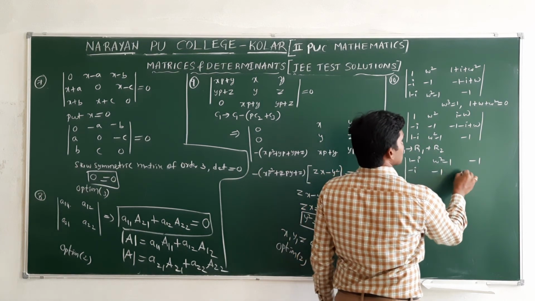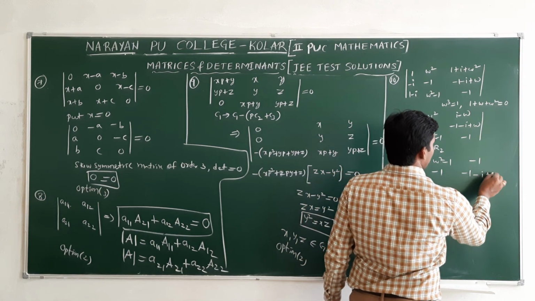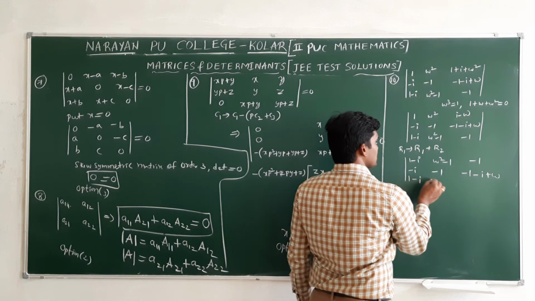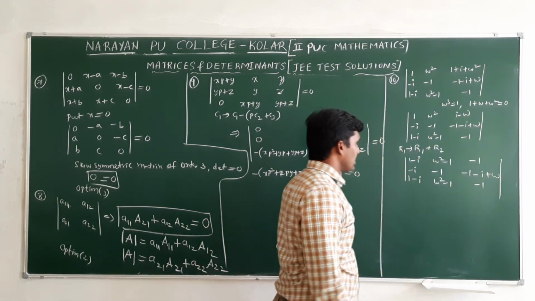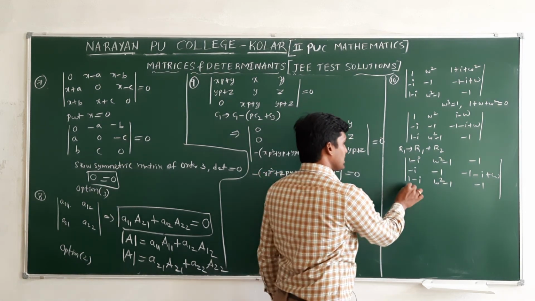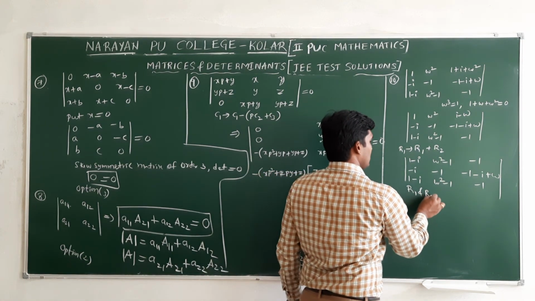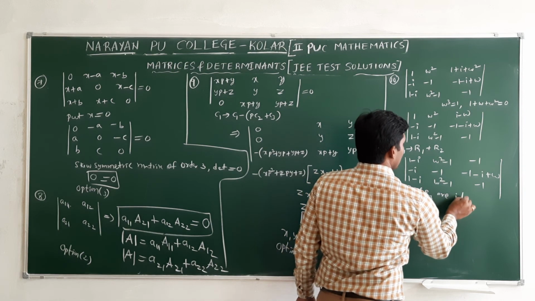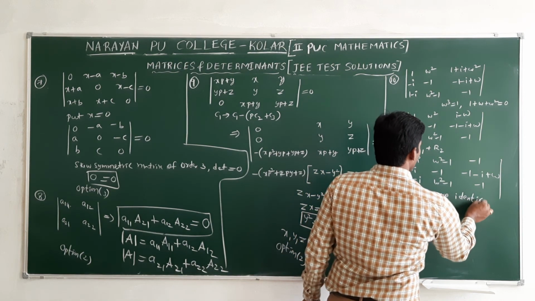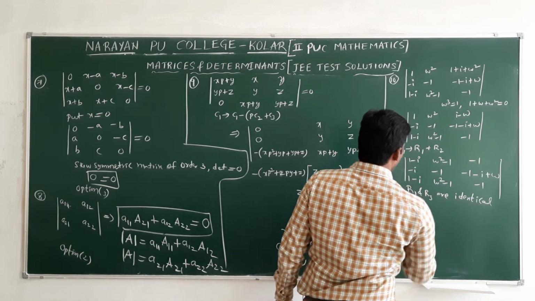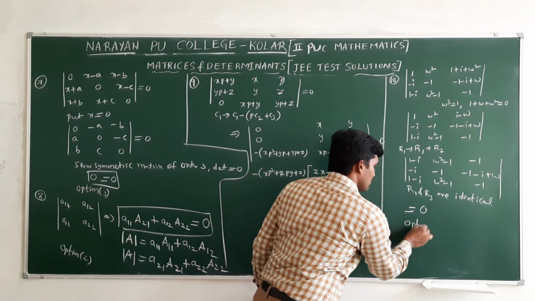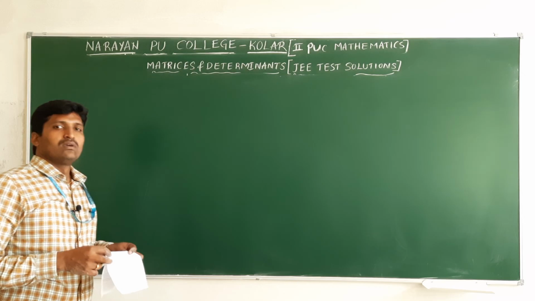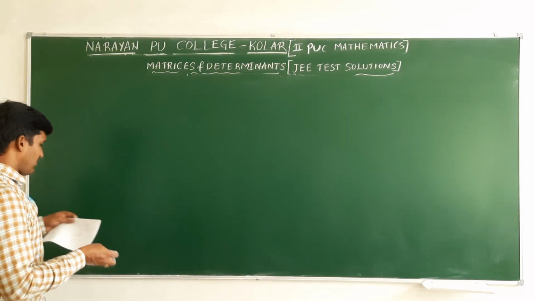Minus i, minus 1, minus 1 minus i plus omega. Here 1 minus i, omega square minus 1, minus 1. Here which rows are identical now? R1 and R3 are identical. If any two rows or any two columns are identical, the value of determinant is 0. That is option 4 is the correct one. Next, question number 11.